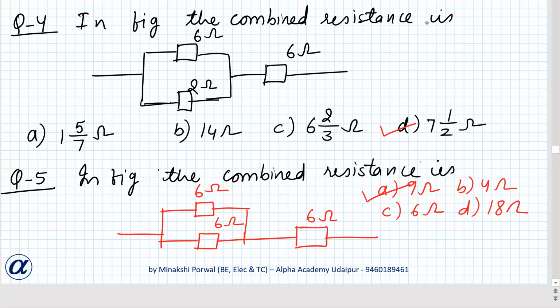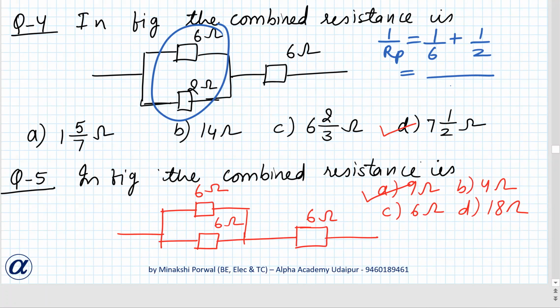Okay, so let us do these questions how we have done it. Here in the fourth question, both resistances are in parallel. So first of all we put the formula of parallel combination. 1 by Rp equals 1 by R1 plus 1 by R2. LCM of 6 and 2 is 6. So this is 4 by 6, or Rp equals 6 by 4, that is equal to 3 by 2 or 1.5 ohm.